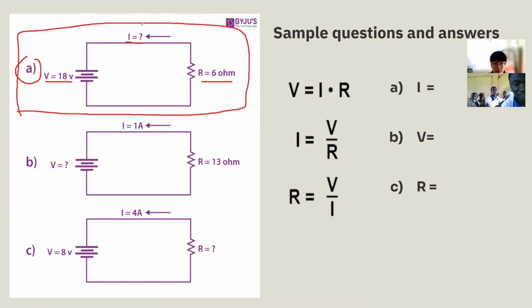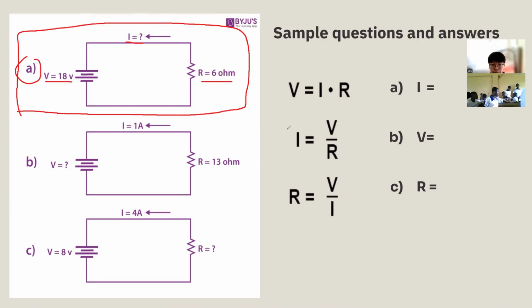Voltage over resistance. Can you repeat that, please? Voltage over resistance. We're calculating the current, the I for A.